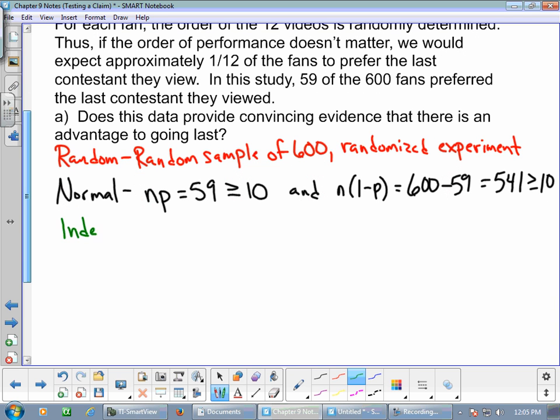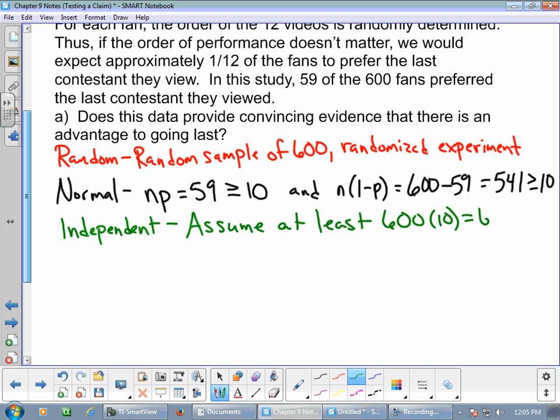Independent. Barely? Why do you say barely? Assume at least 6,000 people. I'll write it this way. 600 times 10, which is 6,000 people, are fans of the show. It is last season. It's about time. It's about time.